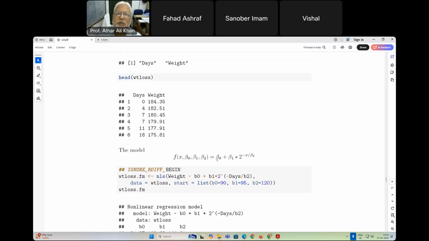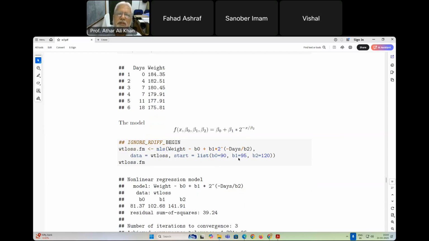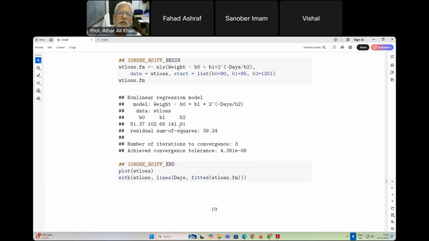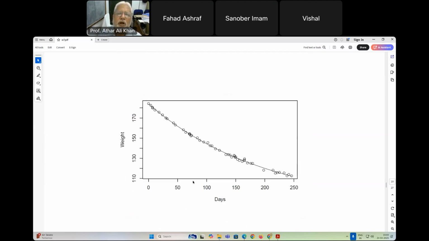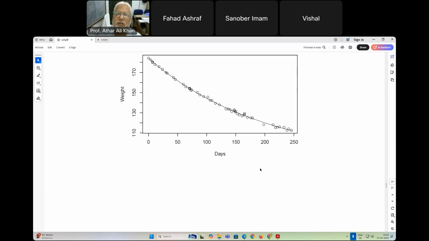f(x; beta0, beta1, beta2) is equal to beta0 plus beta1 into 2 raised to the power minus x by beta2. So we have fitted this model here, modeled as beta0 plus beta1 into 2 raised to the power minus days by beta2. And these are the starting values and these are the results. And plotting this, as days increase, the weight also decreases. So this is the plot.